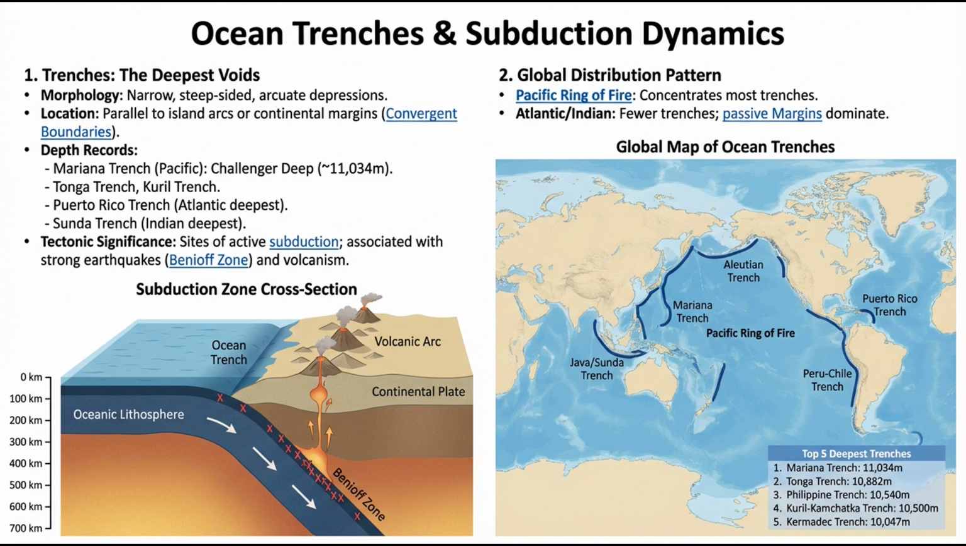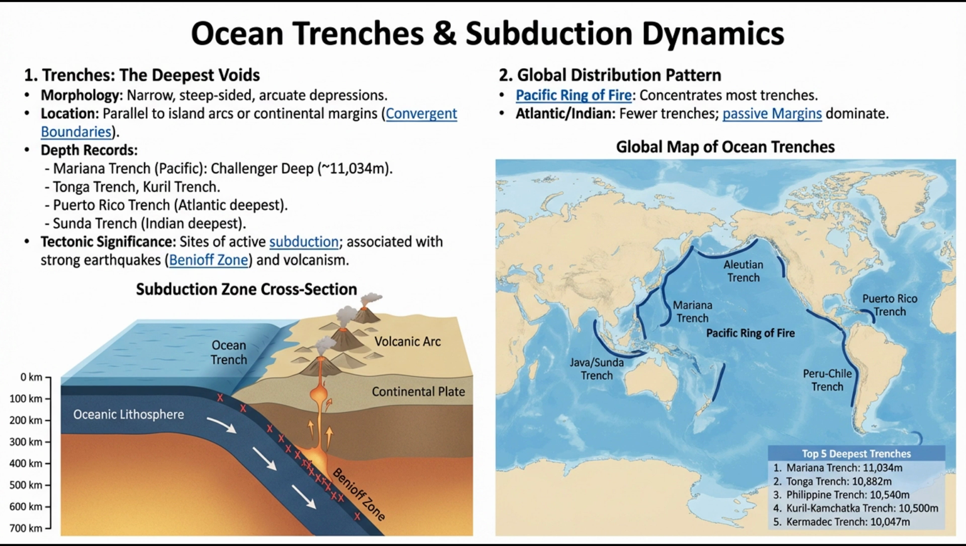Trenches are not randomly scattered. They are concentrated in the Pacific Ocean, forming the Ring of Fire. Why the Pacific? Because the Pacific plate is actively subducting along almost all its margins. In contrast, the Atlantic and Indian Oceans have fewer trenches. Why? Because their margins are mostly passive margins, where the continent and ocean floor move together without colliding.